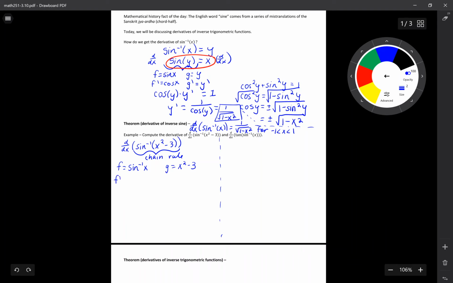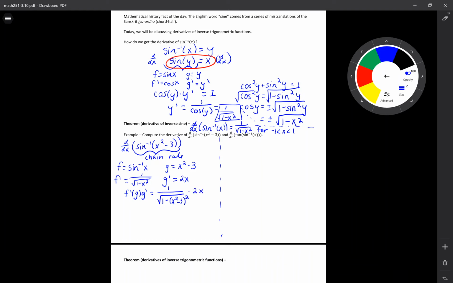That makes f prime, according to my theorem up here, the derivative of sine inverse of x is 1 over square root 1 minus x squared. And g prime is equal to 2x. So now using the chain rule, I take f prime of g times g prime. This is equal to 1 over square root 1 minus, except instead of that x squared, I plug in a g. So that's x squared minus 3 squared, times g prime. That's 2x.